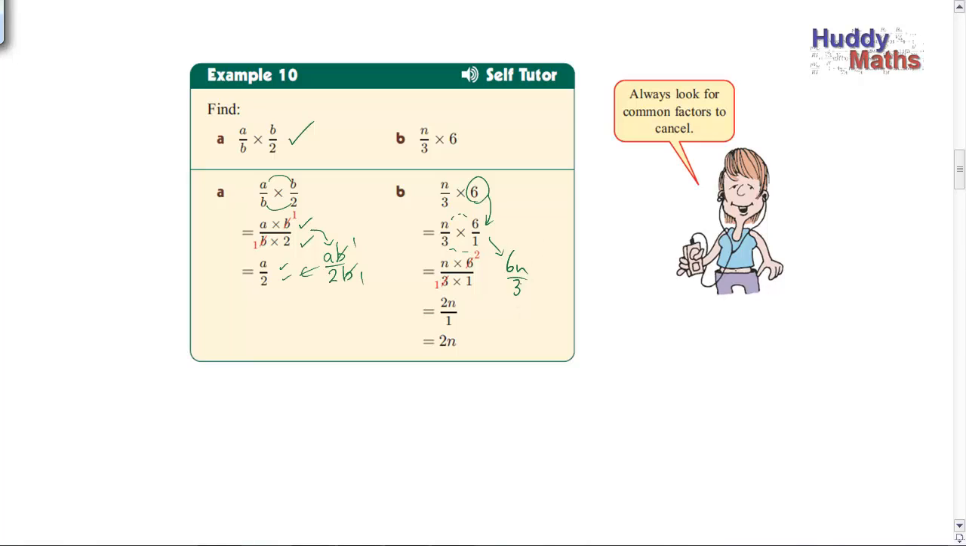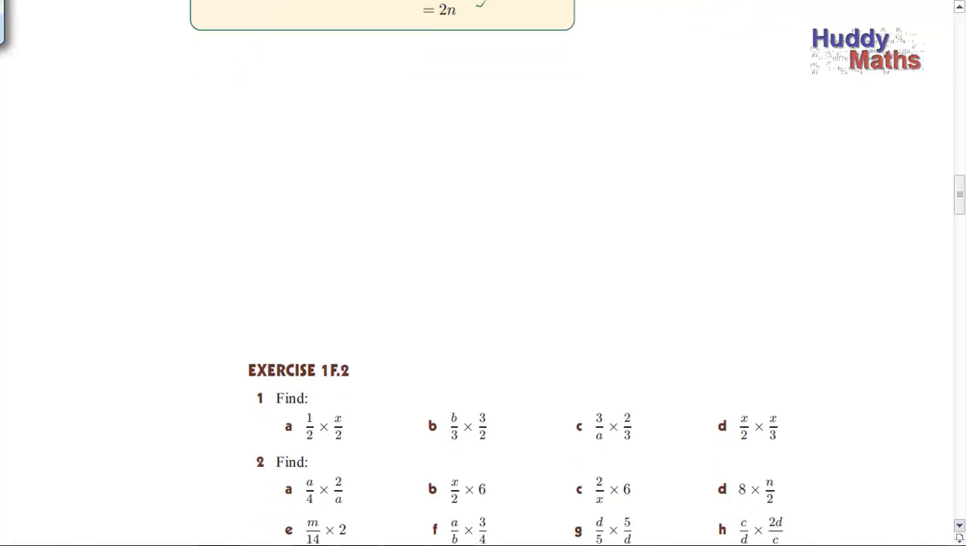Now we look for any common factors, something that will divide into top and bottom. So 3 into 3 goes once and 6 goes twice. So it's 2n over 1, or just 2n. Look at this little dude here, suggesting always look for common factors to cancel, so that you come up with the simplest expression at the end. Okay, let's come down and have a go.